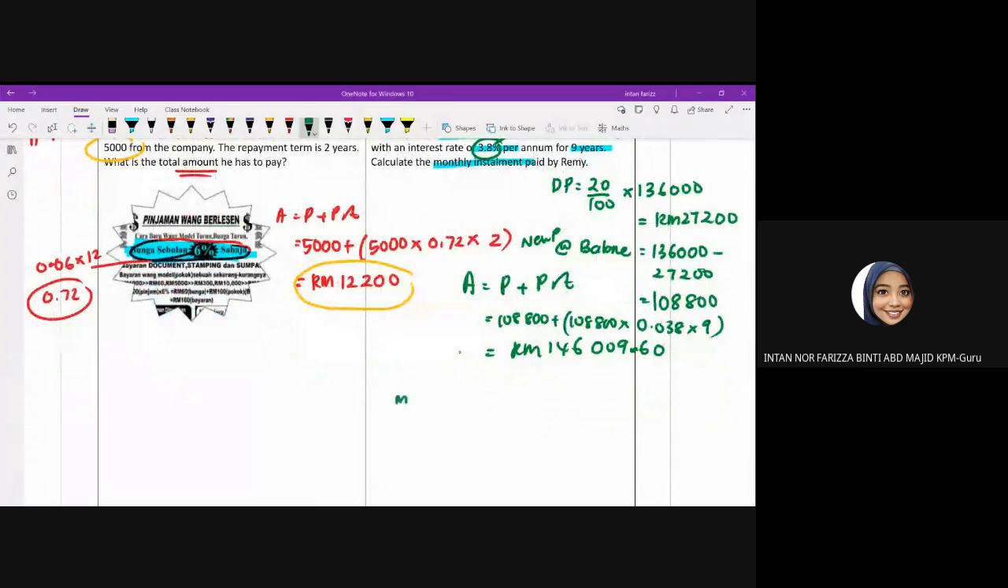So what's the monthly installment? Don't finish there. You still got someone working. So 146,009.60. This is the amount that he has to pay for that 9 years. So how many months in that 9 years? So 9 times 12 lah, because we need to know how many months in that 9 years. So divide, girls. Divide with 108. So the answer would be RM1351.94. Okay, so this is the amount of money that he has to pay to the bank monthly. Hutang bulan-bulan dia.